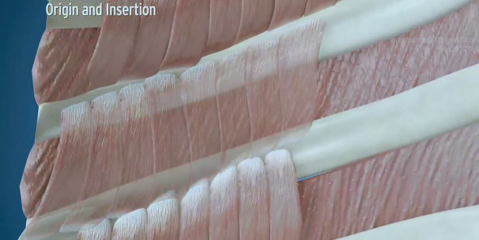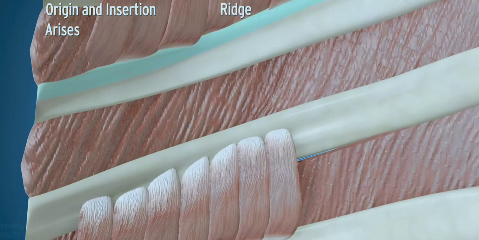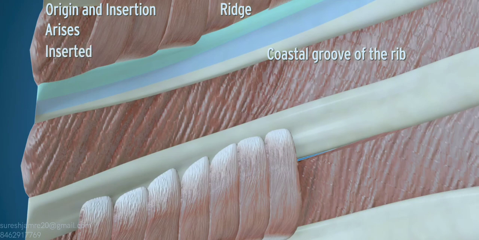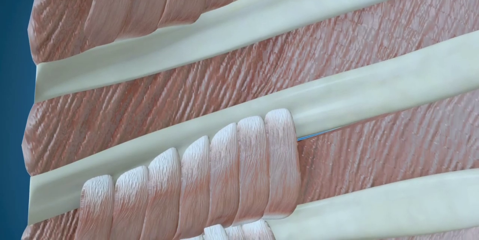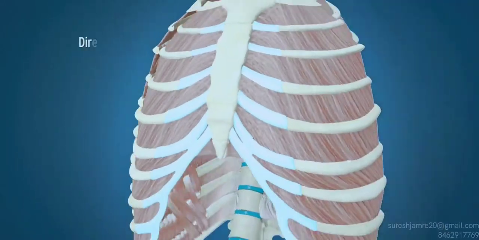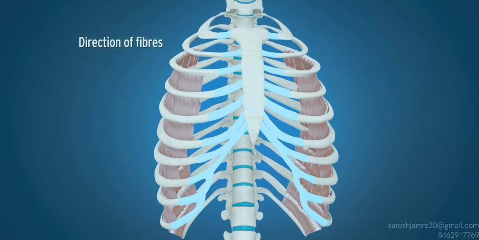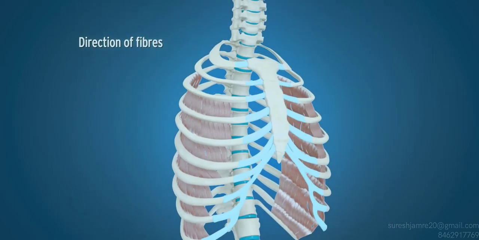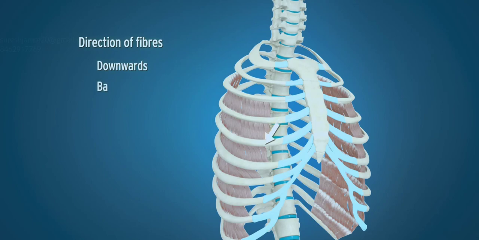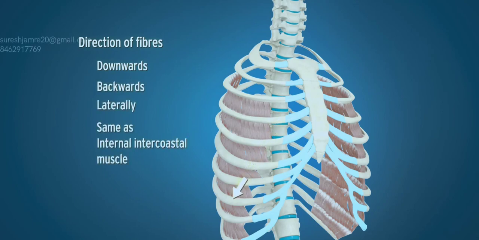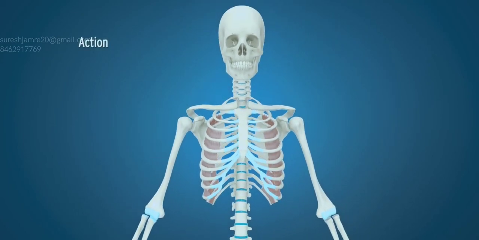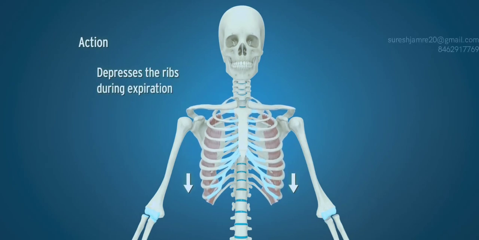Origin and insertion: arises from the ridge above the costal groove of the rib above the space and is inserted into the inner lip of the upper border of the rib below. Direction of fibers: the fibers are directed downwards, backwards and laterally, same as internal intercostal muscle. Action: depresses the ribs during expiration.